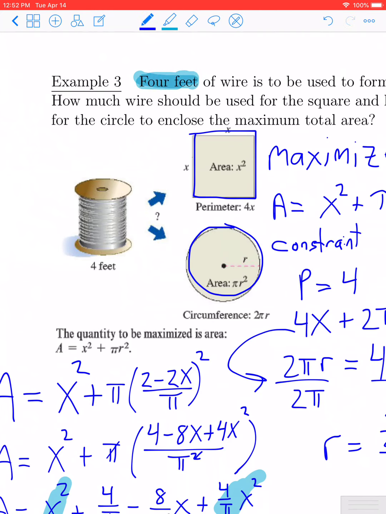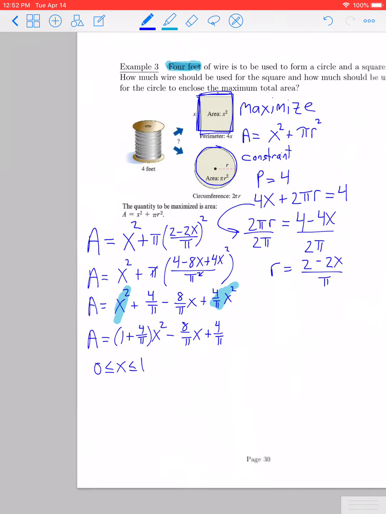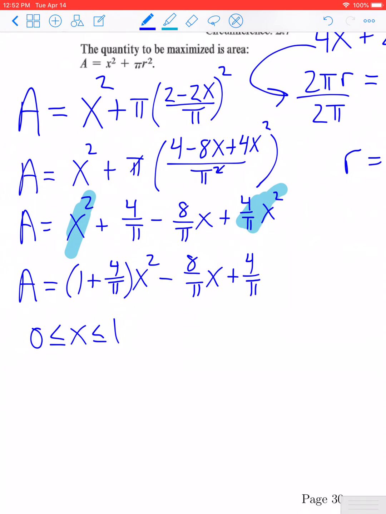If you create a square where each side is of length 1, then that's 1, 1, 1, and 1, and that would be all of your wire, which would be all 4 feet, and you would have, in that case, nothing left over for the circle. So, of course, the maximum possible value for x, which would be the side of the square, would be 1 foot. The very next thing we want to do now is to find our critical numbers.